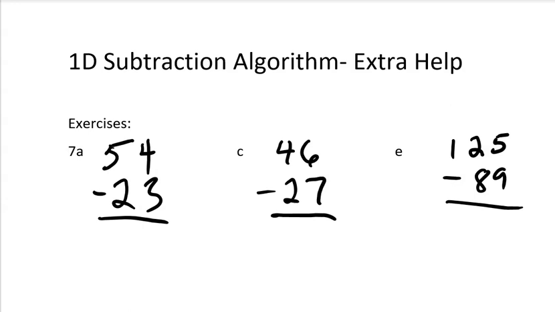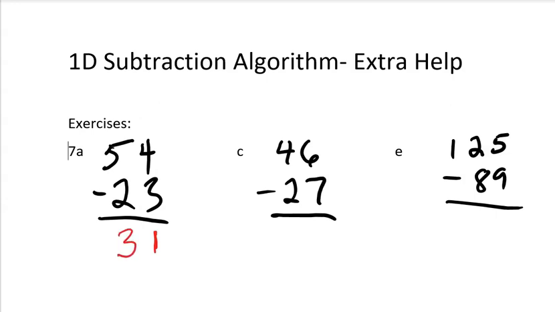Okay, I just want to do some additional help on subtraction, actually. And so these examples come from 1D using the subtraction algorithm. So using 7a, that's pretty straightforward. 4 minus 3 gives us 1. When that number is larger, it's a little bit easier. And 5 minus 2 gives us 3.